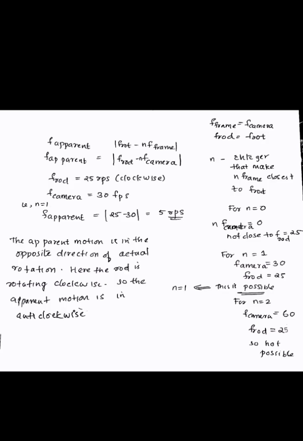So the f_apparent is equal to 25 minus 30, which is equal to minus 5 RPS. The apparent motion is always in the opposite direction of actual rotation. So here the rod is rotating clockwise, so we can say that the apparent motion is in the anti-clockwise direction. So the right answer is option D because the f_apparent value is 5 rotations per second and it is in the anti-clockwise direction.